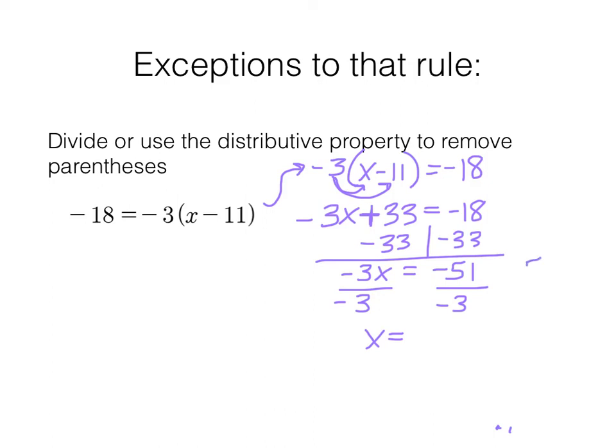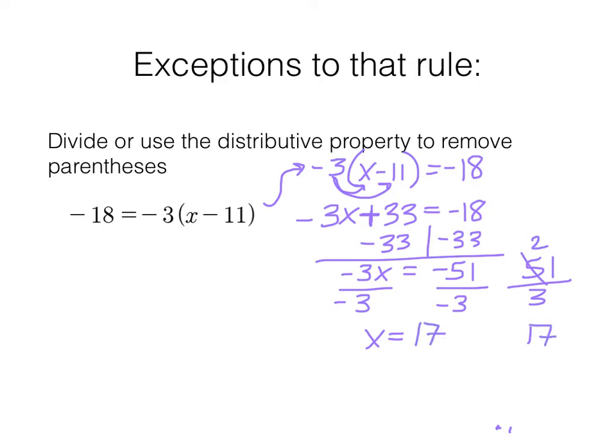3 into 51. This is a great opportunity for me to review something called short division. I don't like long division, I like short division. So 3 goes into 51. 3 goes into 5 once, with 2 left over. 3 goes into 21 7 times. And so we end up with 17.